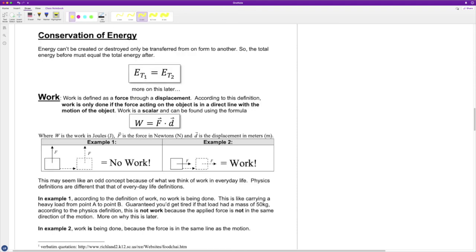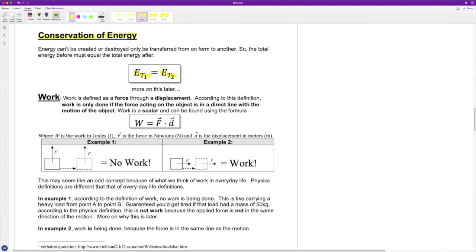Next concept, conservation of energy. Energy can't be created or destroyed. It can only be transferred from one form to another. So the total energy before must equal the total energy after. And that's what this says: the total energy before equals the total energy after. We're going to talk a little bit more on this later. But again, anytime there is an energy transfer, the overall amount of energy stays the same.